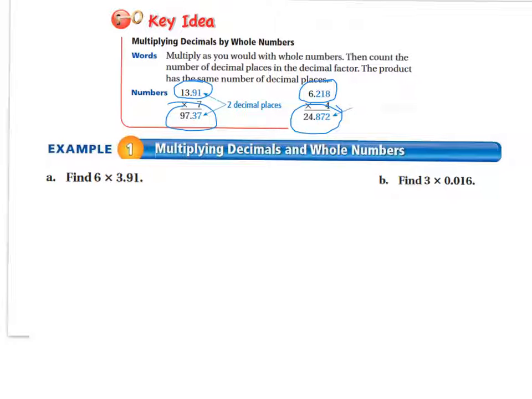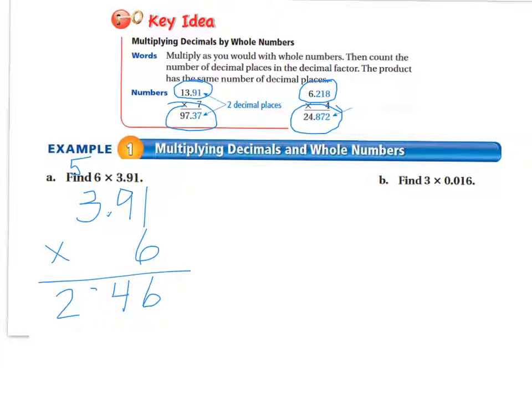Find 6 times 3.91. So I'll record 3.91 times 6. First step is to multiply as usual, so 6 times 1 is 6. 6 times 9 is 54. Record the 4 and regroup the 5. 6 times 3 is 18, plus 5 would be 23.